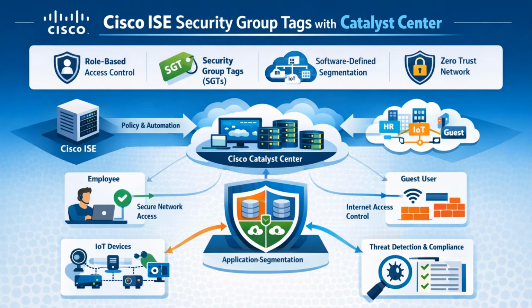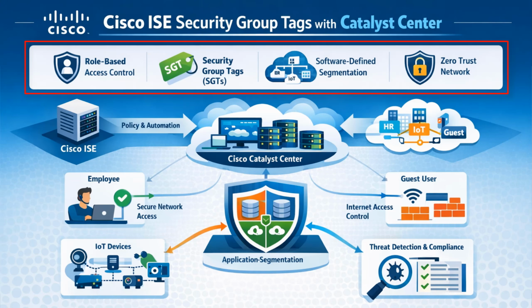So this might be an interesting one. Catalyst Center with and without ISE. Using Catalyst Center when ISE is used. These are the following benefits with ISE. Cisco ISE isn't strictly required for Catalyst Center to work, but if you want the full feature set, especially security group tags, role-based access control and software-defined segmentation, then you need Cisco ISE.